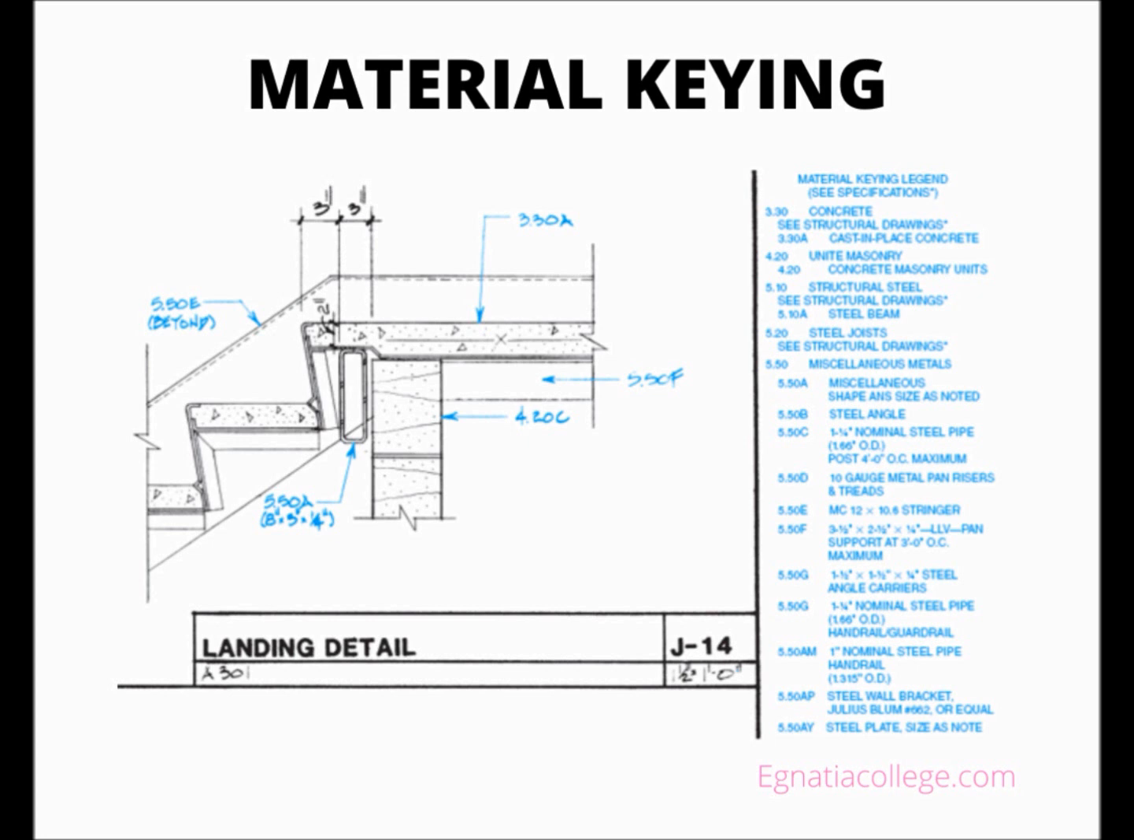Moving counterclockwise around the drawing, the next keynote symbol is 5.50E and is referenced to the stair stringer that is beyond the main part of the drawing. According to the material keying legend, 5.50E is covered in Division 5, Section 5.50 of the specifications, Miscellaneous Metals, and is an MC12 by 10.6 stringer.